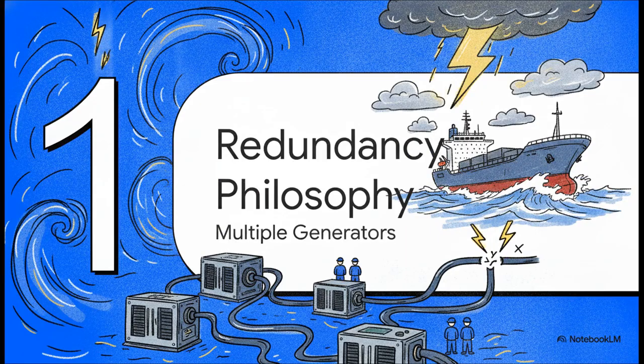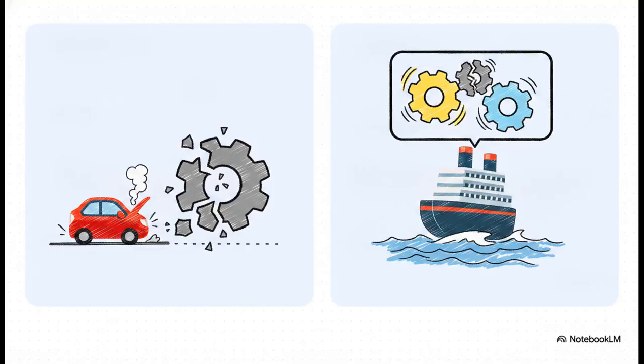Section 1, the redundancy philosophy. Really, why do we need multiple generators? Think about your car for a second. If you lose the alternator, you are completely stranded on the side of the road, right? But on a properly designed ship, if a generator fails, nobody even notices the lights flicker.